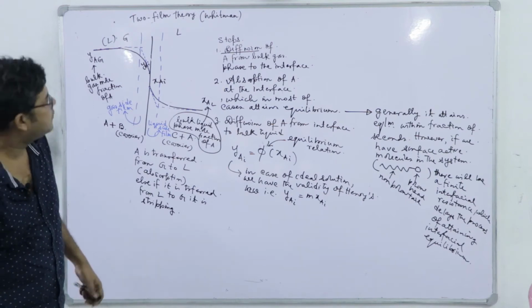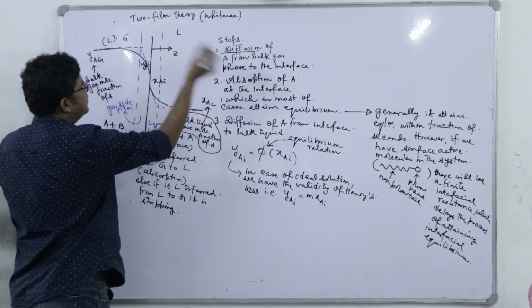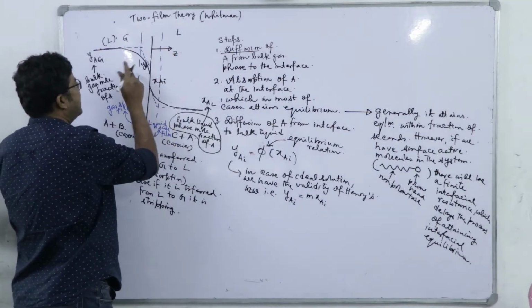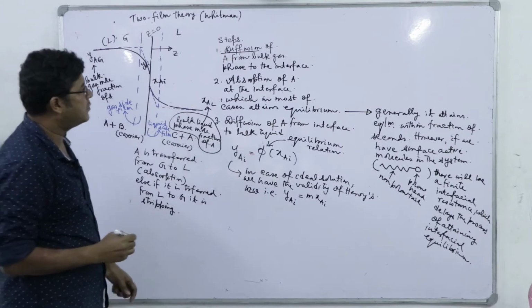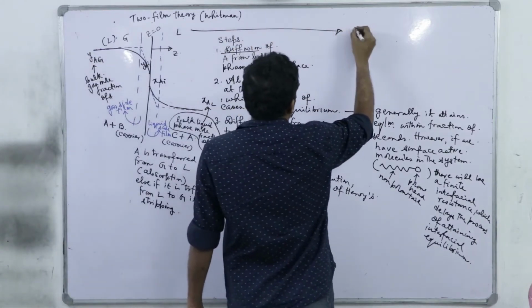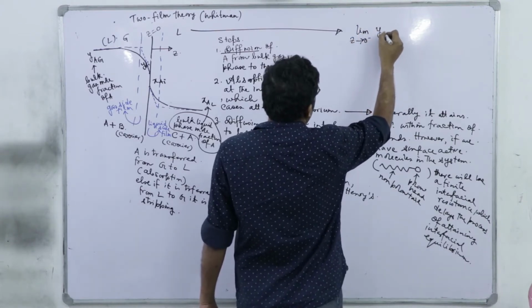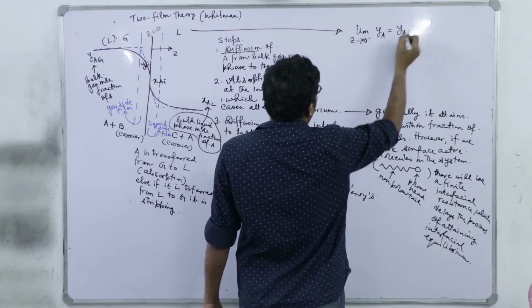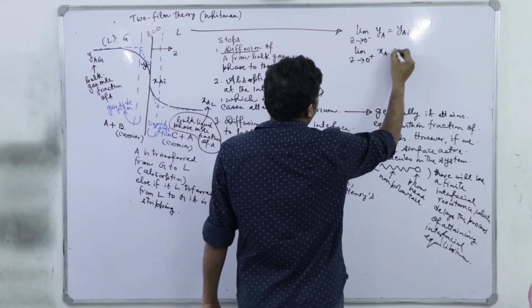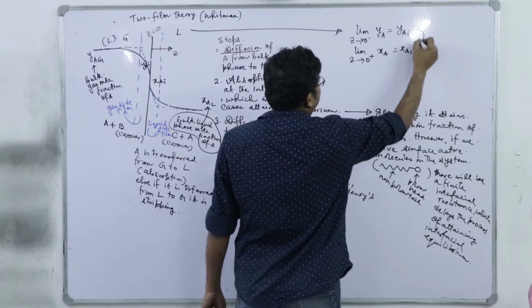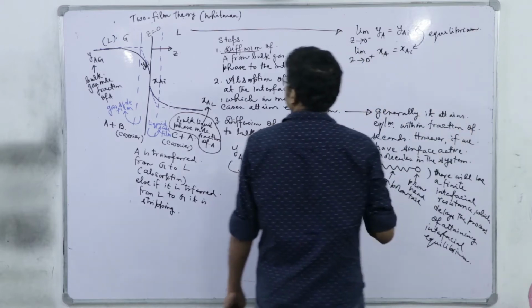So, you see that if I fix a coordinate system like Z towards the bulk of the liquid, the gas side is Z negative and the liquid side is Z positive. The interface is located at Z equal to 0. So, we can write that limit Z tending to 0 minus, YA is YAI, and limit Z tends to 0 plus, XA is XAI, and they are in equilibrium with each other, right?